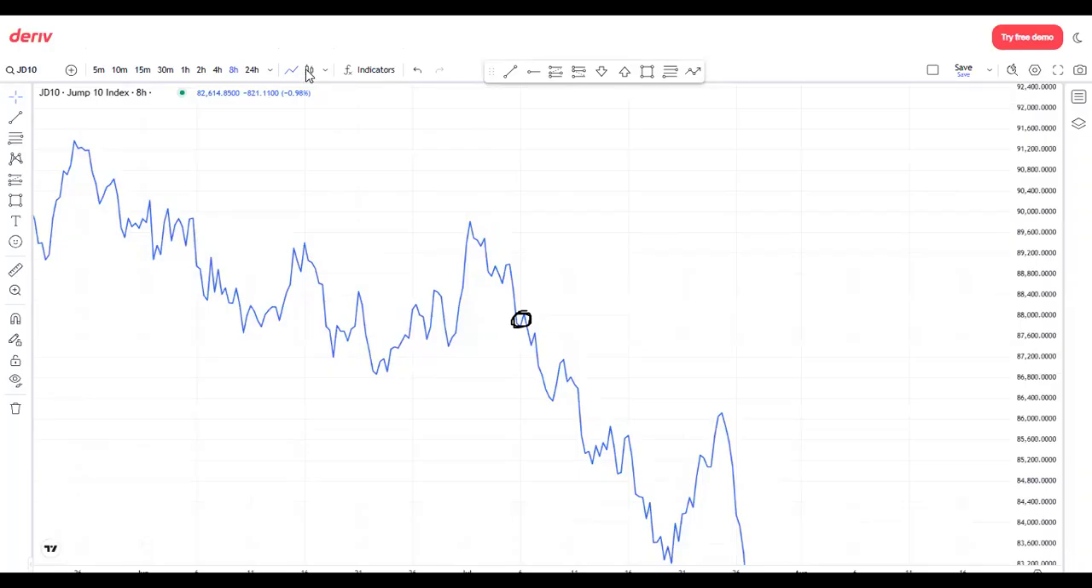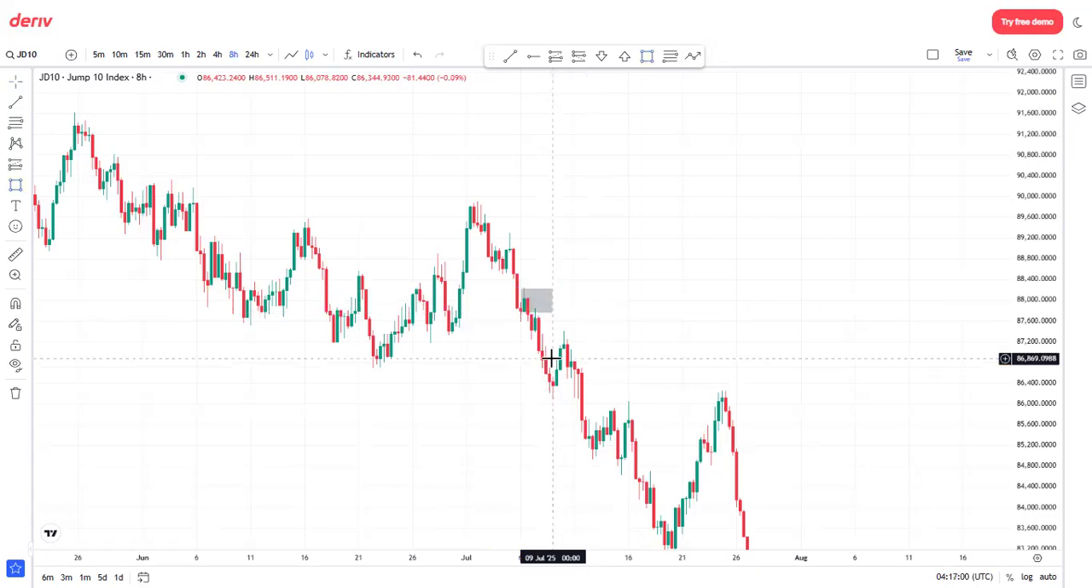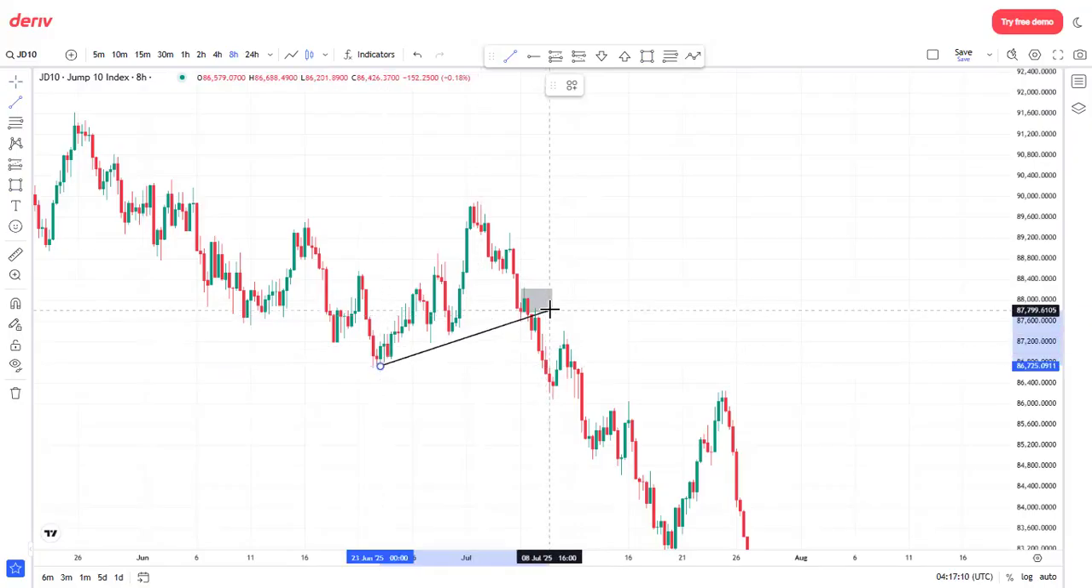Let's go back. Now, after noticing that continuation pattern, you know, okay, let me patiently wait for the market to come back to this continuation pattern. Those who are trading continuation patterns will be looking for a sell opportunity on the continuation pattern. Those who are trading trend lines will be looking for a sell opportunity on the broken trend line as well. The higher the chance that the market will continue to the downside.